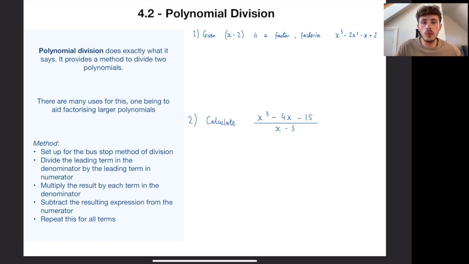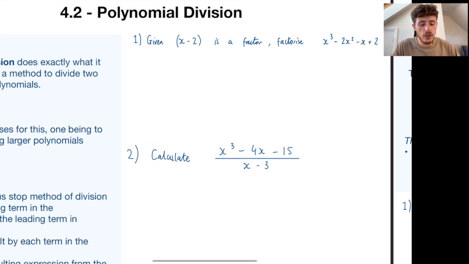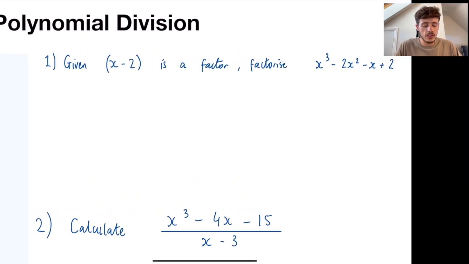So up to now, a lot of you will only be able to factorise quadratics. Here is the method on the left-hand side if you want to pause it and read it, but I will show you in an example in question number 1. So given x minus 2 is a factor, factorise x cubed minus 2x squared minus x plus 2.